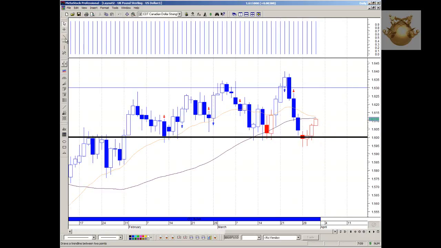However, we're now headbutting against the 20 period moving average, apologies, at roughly 1611.93.